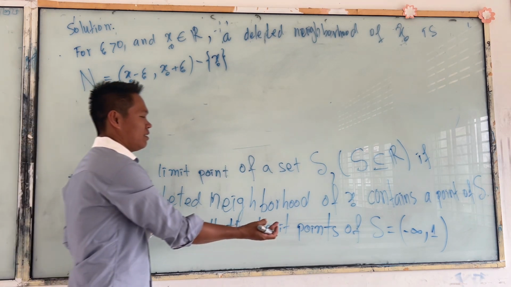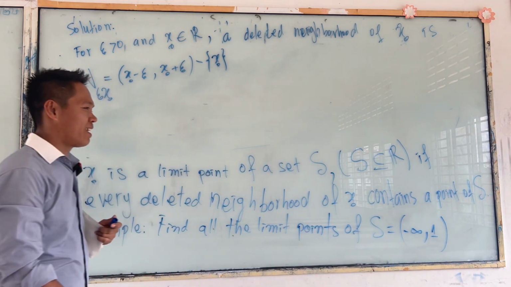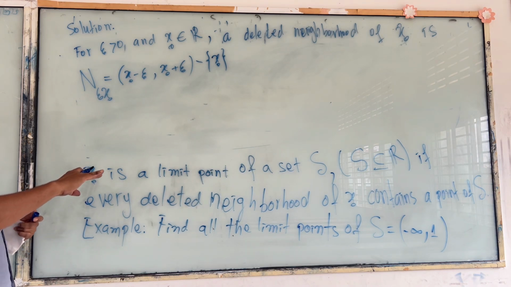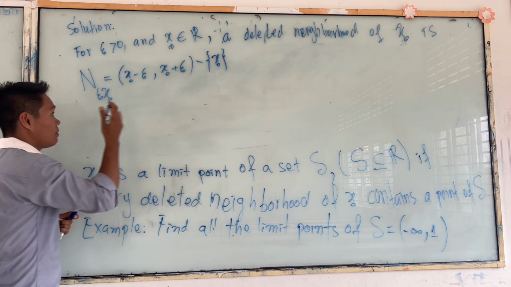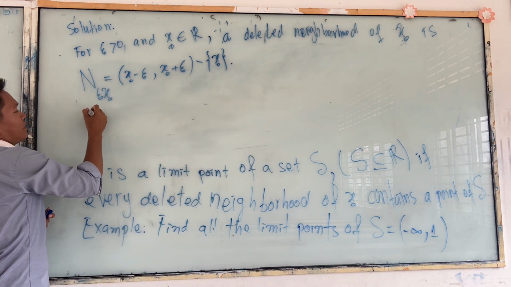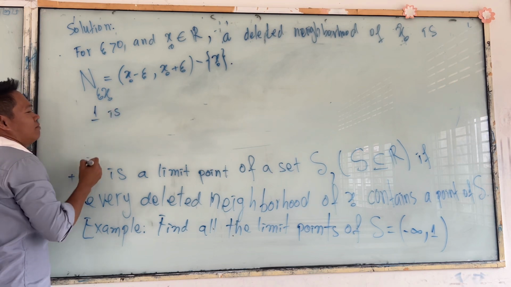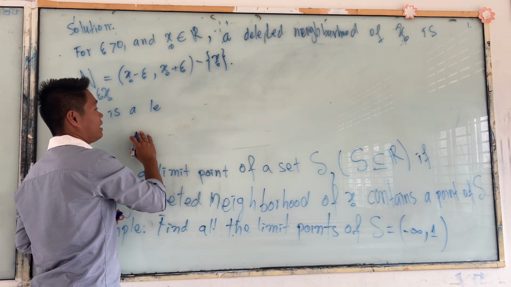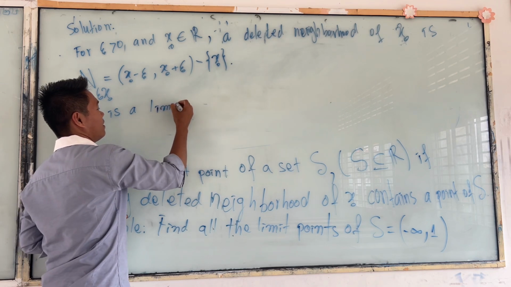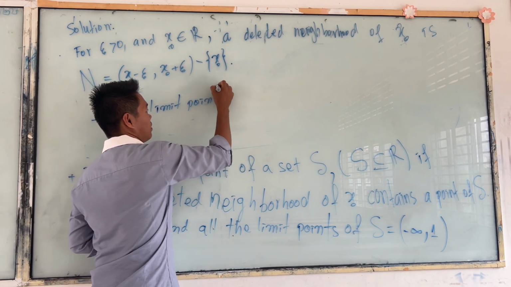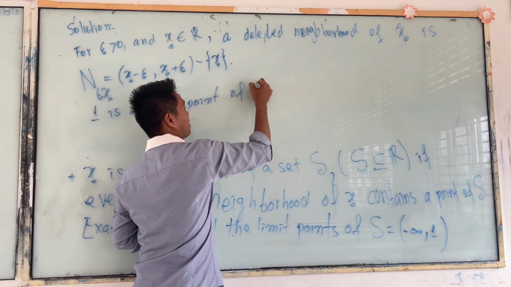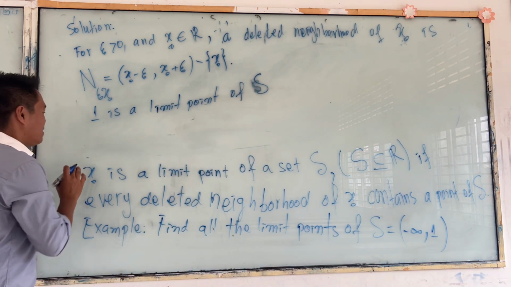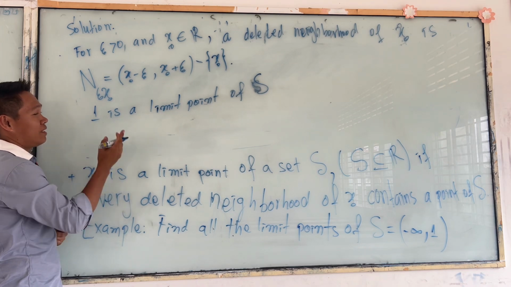Now I will try to find first some limit point of S. I will show you that it is a limit point, and then I will check in general that all the limit points are contained in the set. I say that 1 is a limit point of S. Why? Because you can check this by using this definition.